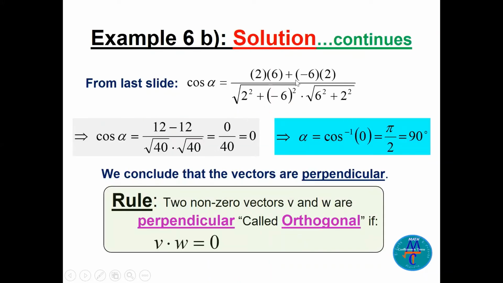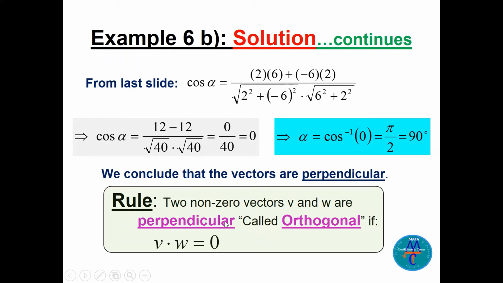So it will be 12 minus 12, which is 0, over square root of 40 times square root of 40, when you simplify that. So this is 36 plus 4. So 0 over 40 is 0. 0 over any real number not equal to 0 is 0. So alpha will be cosine inverse of 0. What is the angle whose cosine is 0? And this angle between 0 and 180 will be 90. Now, when we see the angle is 90, we can call the vectors perpendicular or orthogonal. These two words have the same meaning.